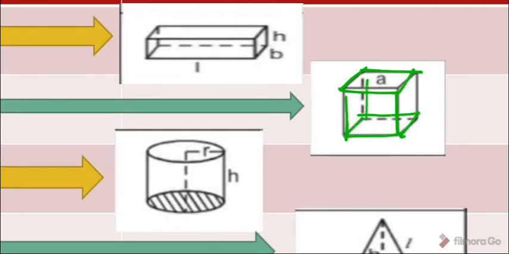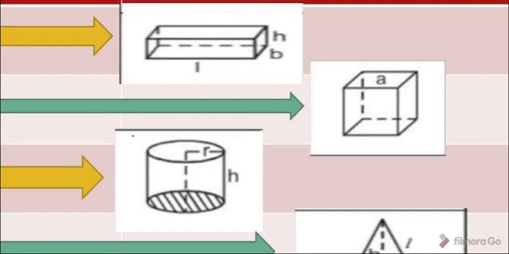So how many sides are there? 1, 2, 3, 4, 5, 6, 7, 8, 9, 10, 11, 12. So these 12 sides will be equal in length. We can consider each side as a. So what is the property of a cube? For a cube, each side of the figure will be equal in length.